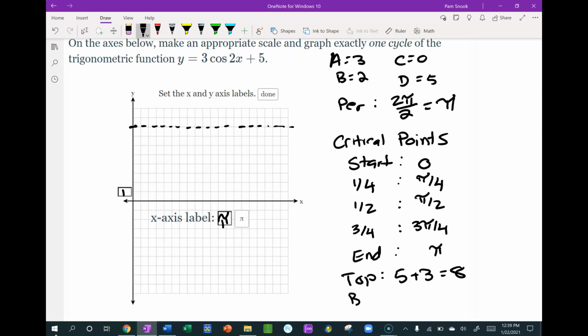And the bottom line, 5 minus 3 equals 2. So here's our bottom line. And then the midline, that's just D. So 1, 2, 3, 4, 5 right here.